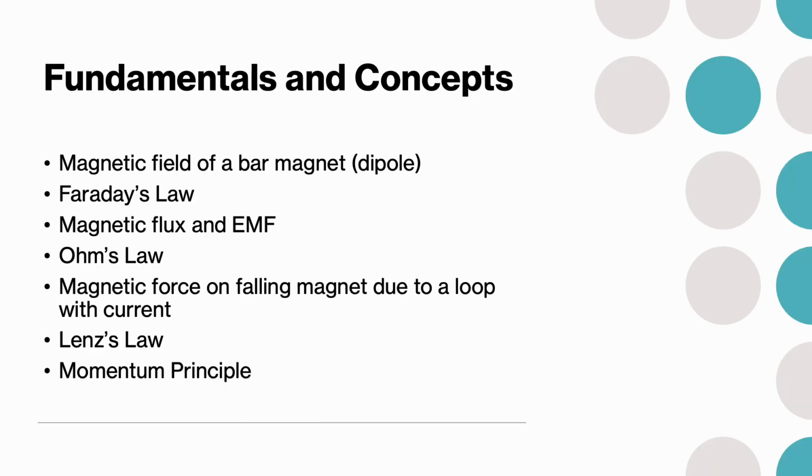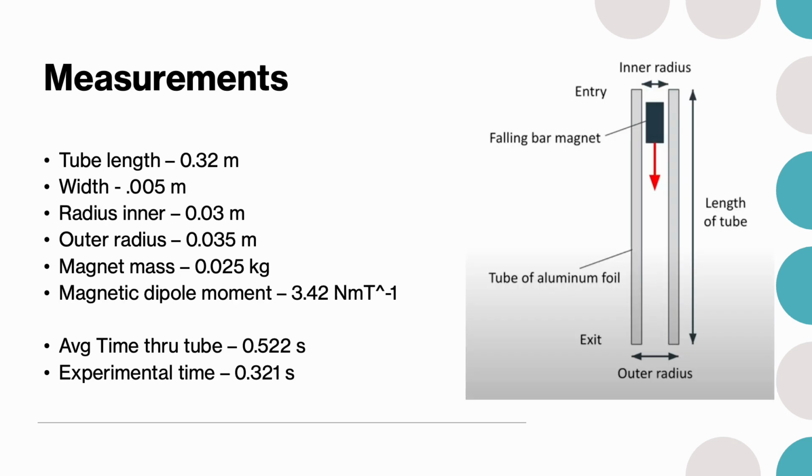Some of the fundamental concepts we need to know for this experiment are the magnetic field of a bar magnet or the magnetic field of a dipole, Faraday's law, magnetic flux and EMF, and how EMF is related to magnetic flux in dΦ/dt form, so the derivative of flux over time. Ohm's law, magnetic force on a falling magnet due to a loop with current, Lenz's law, and the principle of momentum.